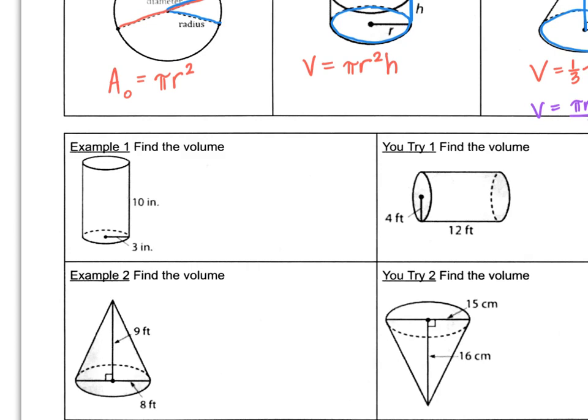Number 1, let's find the volume of this cylinder. Remember, we can tell it's a cylinder because we've got a circle on the bottom and a circle on the top. We have our radius here, which goes from the center to the edge of the circle, and we have our height. So let's label that: 3 is our radius, and 10 is our height. So the volume of a cylinder is pi times radius squared times h.